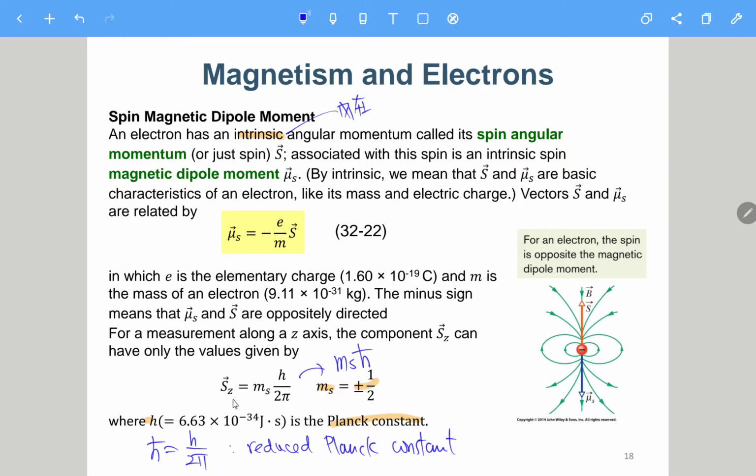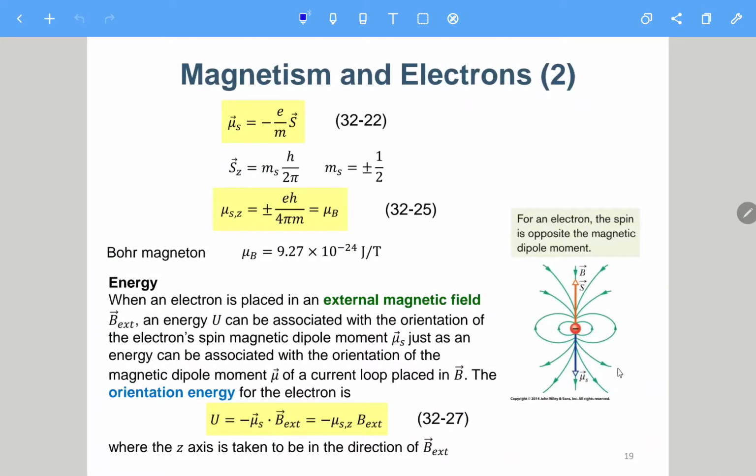And actually here it tells you that this S with a subscript Z, because S can be in any direction, but when we try to observe the spin, we can only observe it in one of the dimensions, just like the Z direction. And when we try to observe this S, it turns out to be quantized into plus or minus 1/2. So it's very strange. I don't know why, but it's only related to the quantum mechanics stuff.